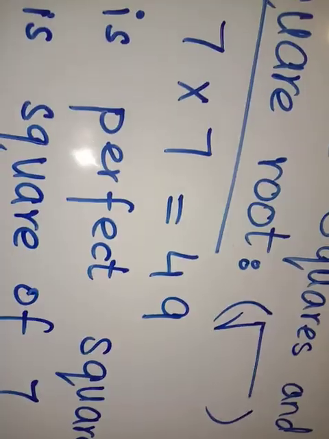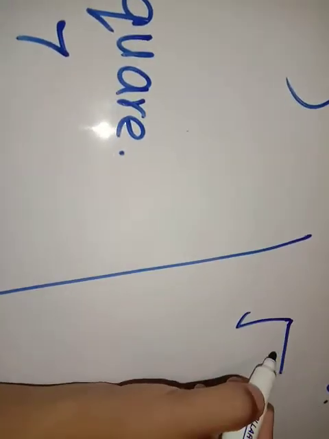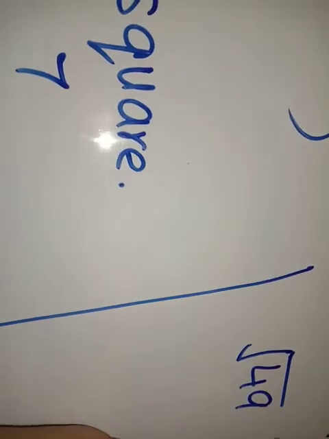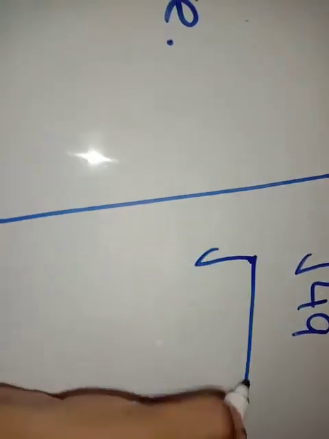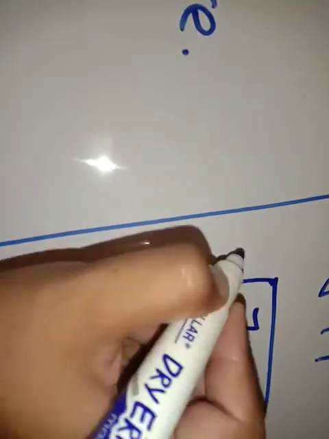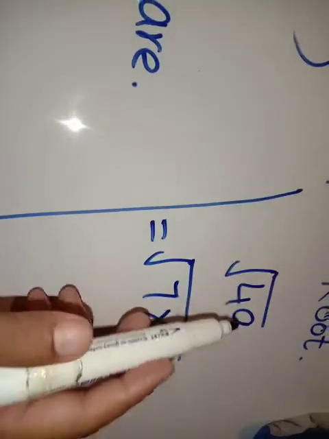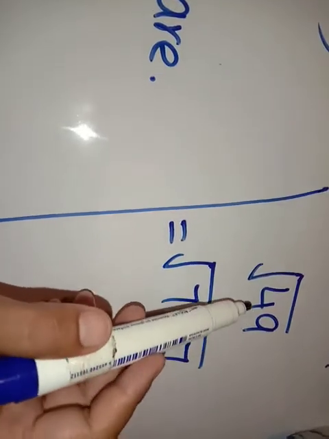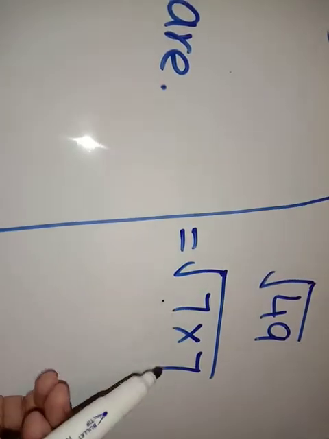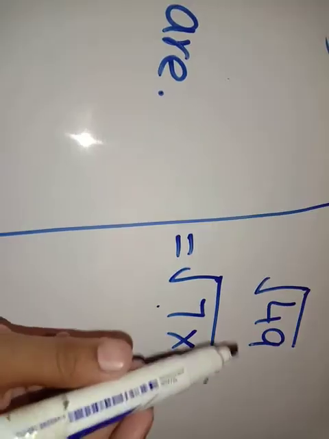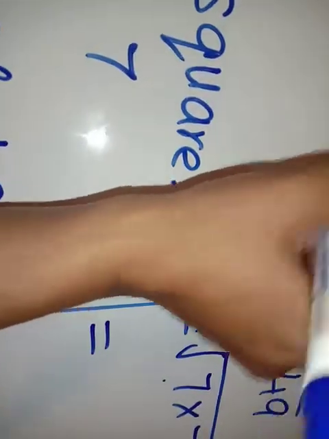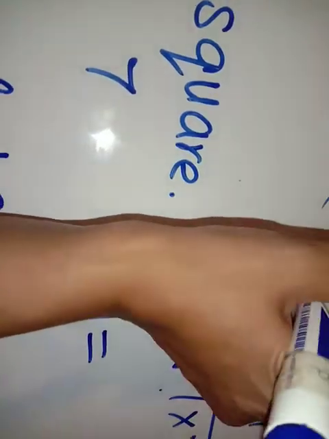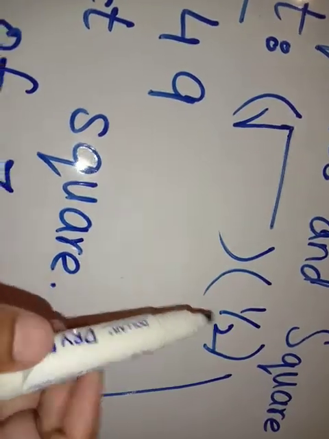We can also write it as under root 49. Means 7 multiplied by 7 is equal to 49. So we will write 49 in place of 7 multiplied by 7, or 7 multiplied by 7 in place of 49, and its value is 1/2. Square root is actually 1/2.